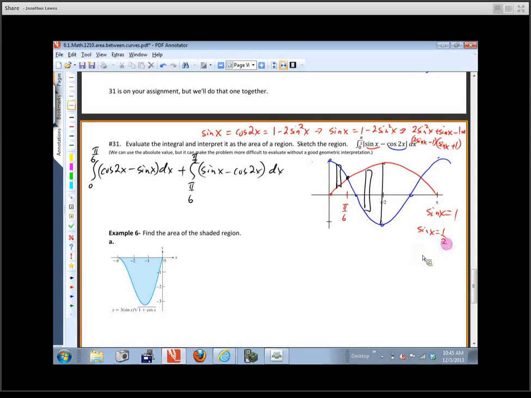Good review of some trig there. This isn't in that interval. Isn't that negative though? What? The sine of x equals 1, isn't it negative 1? Oh, negative 1. Yep. Okay. But it wouldn't be on that interval anyway, right?